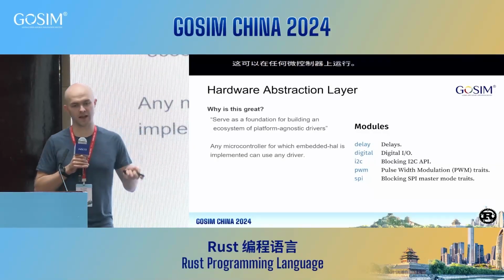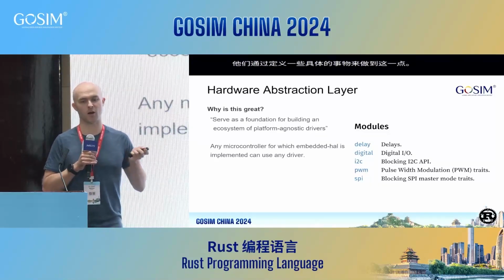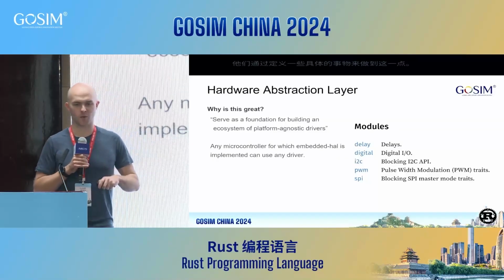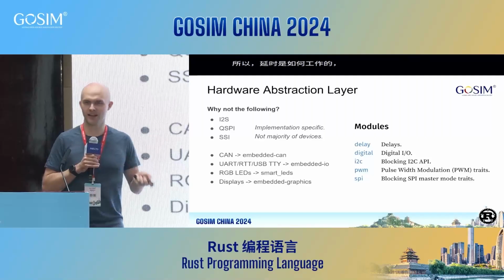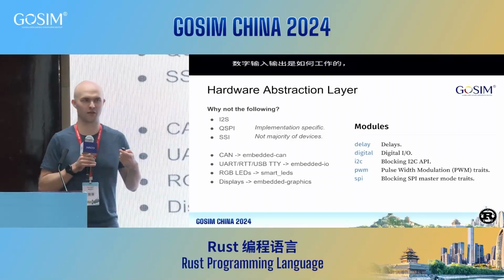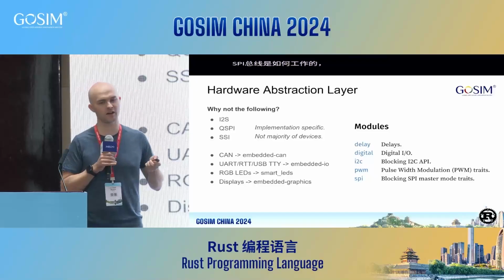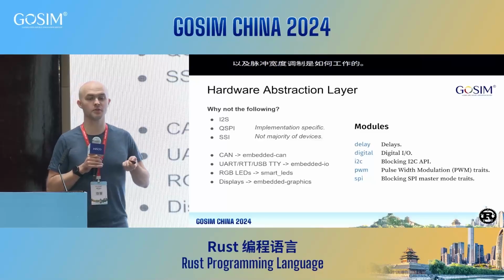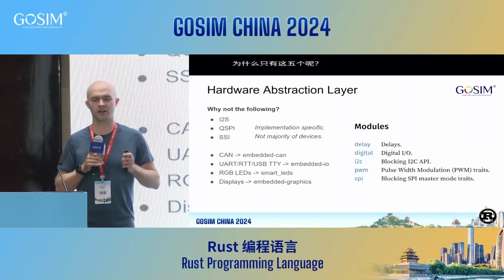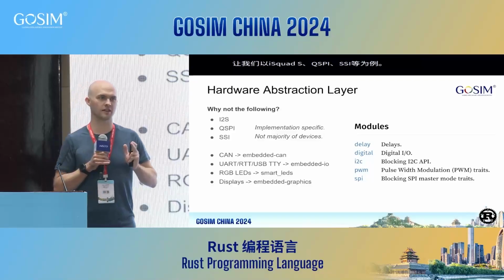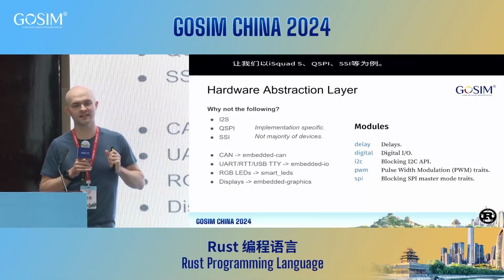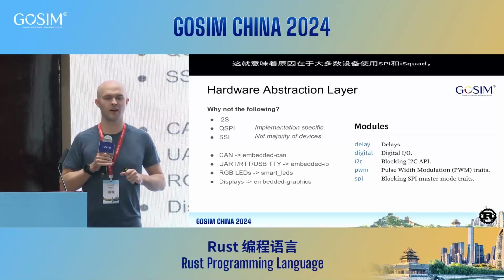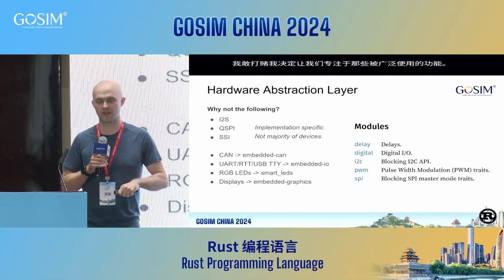They do this by defining a few specific things. So how delays work, how digital I/O pins work, how SPI buses work, how I2C works, and how pulse width modulation works. Why only these 5 concepts and not, say, for example, I2S, QSPI, SSI, etc.? The reason for that is a majority of devices use SPI and I2C, and embedded HAL decided, let's just focus on stuff that's used a lot to make it easy, and leave the hard stuff, so the implementation specific stuff, or the stuff that's not used a lot, to other crates.